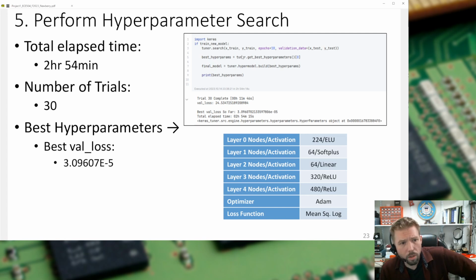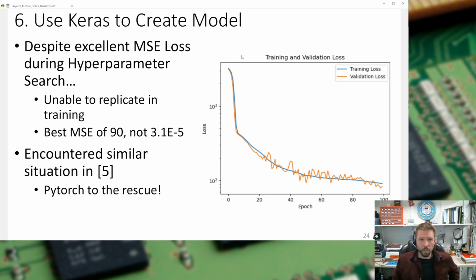Now the search here took 3 hours, ran through 30 trials, and it gave me a best validation loss of 3.1 times 10 to the minus 5th MSE. So it sounds like it's really good. I thought I saw the end result of this hyperparameter search, and I was very excited. I thought it was going to be a phenomenal performing neural net. So I used Keras to create that model and to train it using those hyperparameters.